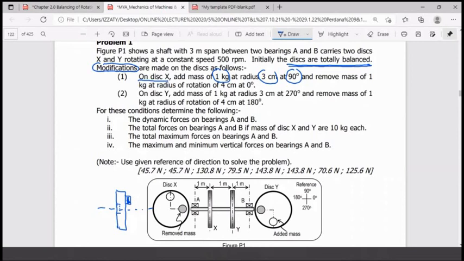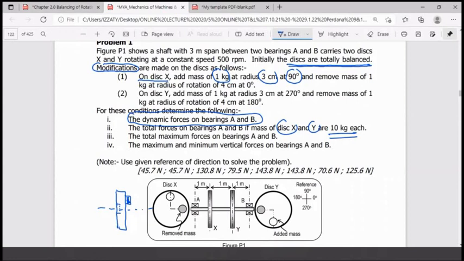So now the system is not balanced. Same thing for this Y. You add 1 kg with the radius of eccentricity and also the position, and you remove a mass of 1 kg at the radius of rotation and at the position of 180. So now, for this condition, when these things are no longer balanced, calculate the dynamic force on bearings A and B. Then the total force of bearings A and B, if this X and Y is 10 kg. This one is something new to you. The next one is the total maximum force of bearings A and B.